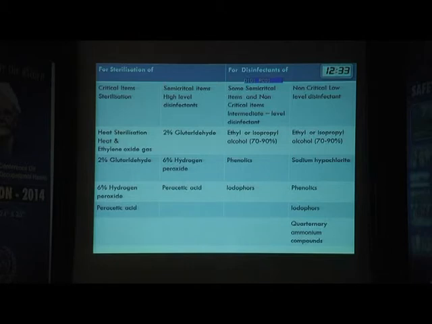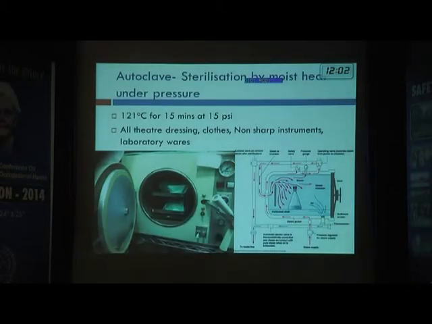Then you have hydrogen peroxide, which is an oxidizing agent, which is again very good in killing mycobacteria, up to semi-critical items. And for some semi-critical and non-critical items, you start using alcohols and phenols for environmental disinfection or thermometer disinfection. And for low level, you can use sodium hypochlorite, the chlorine compounds, alcohols, phenolics, or even quaternary ammonium compounds, which are the lowest.